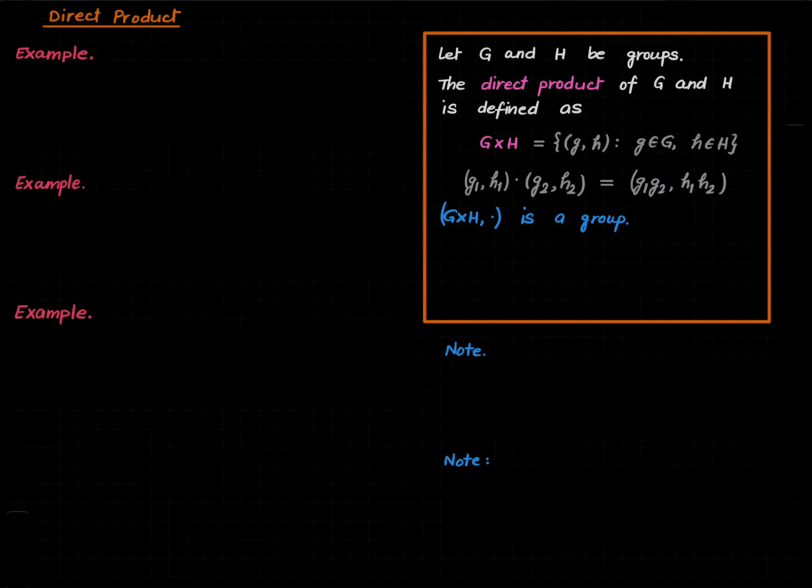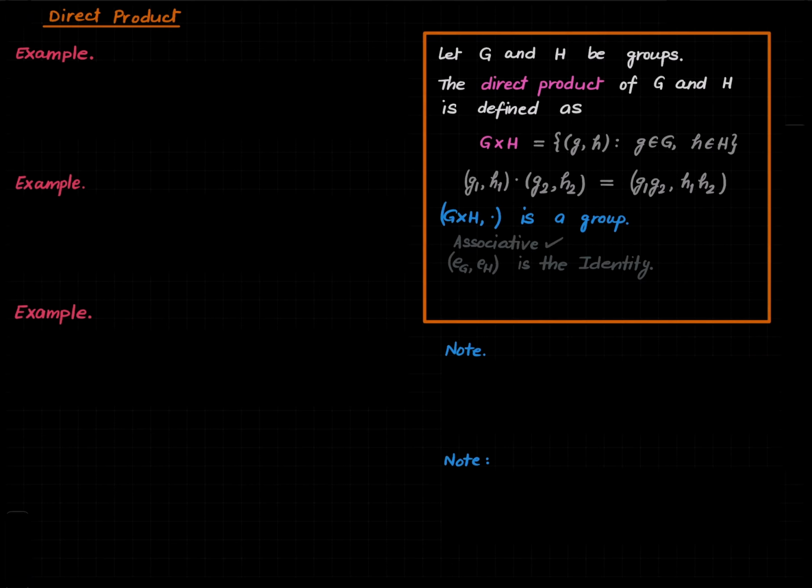Why? First thing is associativity. Well, that is a simple exercise. It is a simple consequence of the associativity of the binary operations on G and H. Right, so it is associative. That's easy to check. For identity, this pair (e_G, e_H). By e_G, I mean the identity of the group G, and e_H is the identity of the group H. And this is the identity of G cross H.